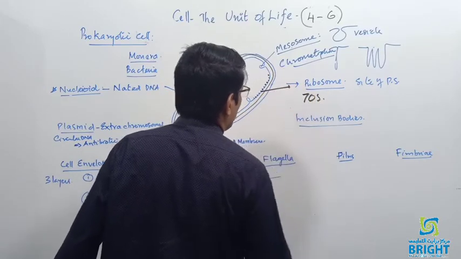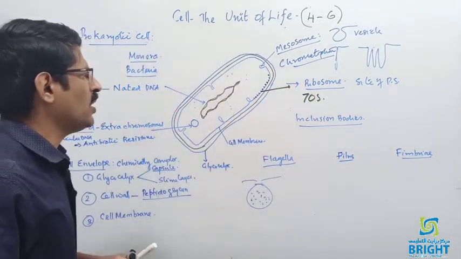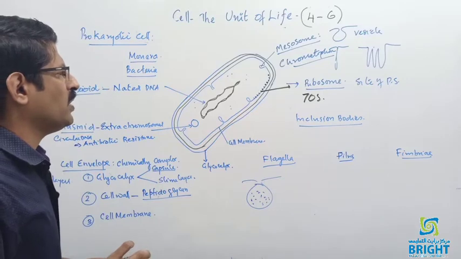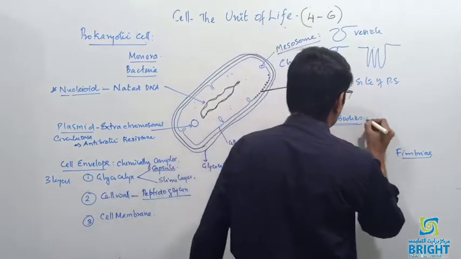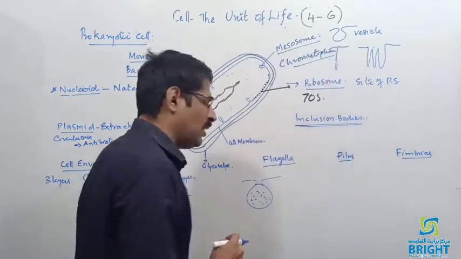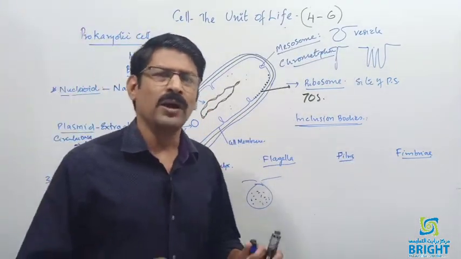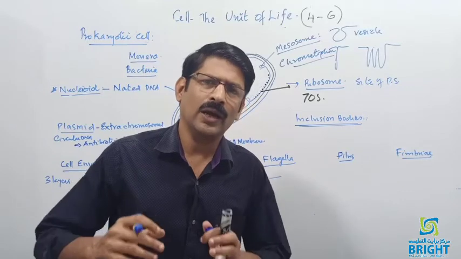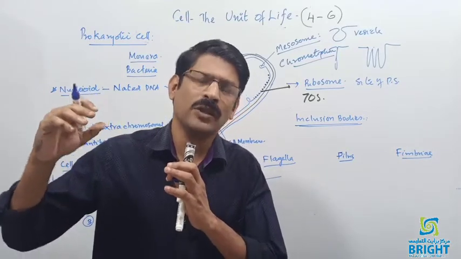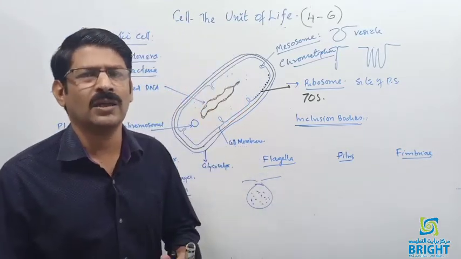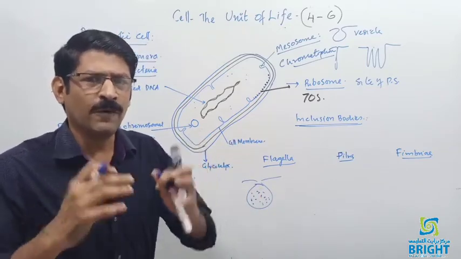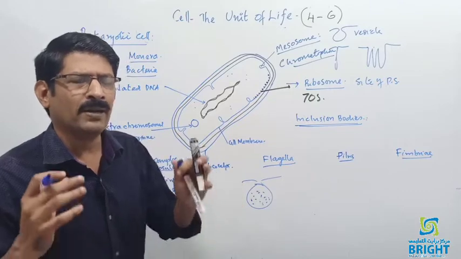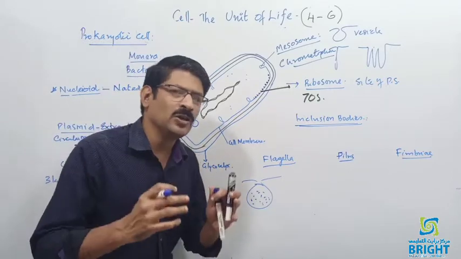70S ribosomes are present in the prokaryotic cell. Next is inclusion bodies. What is an inclusion body? In the prokaryotic cell, non-membrane bound material like reserve food material may be present in the cytoplasm without any membrane. Such reserve food material without any membrane is called an inclusion body.